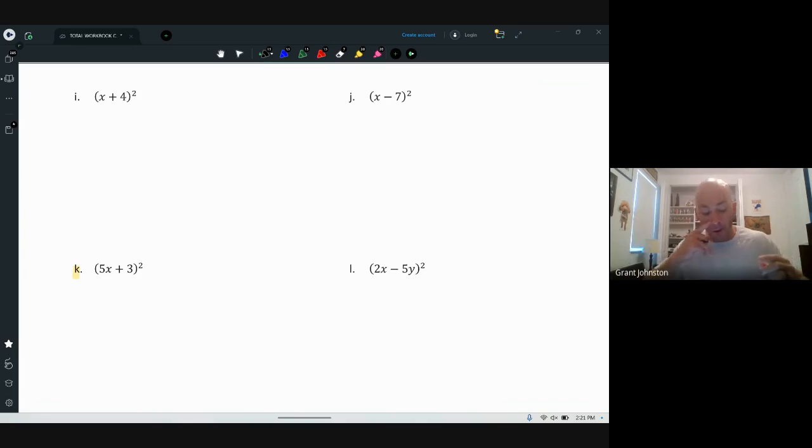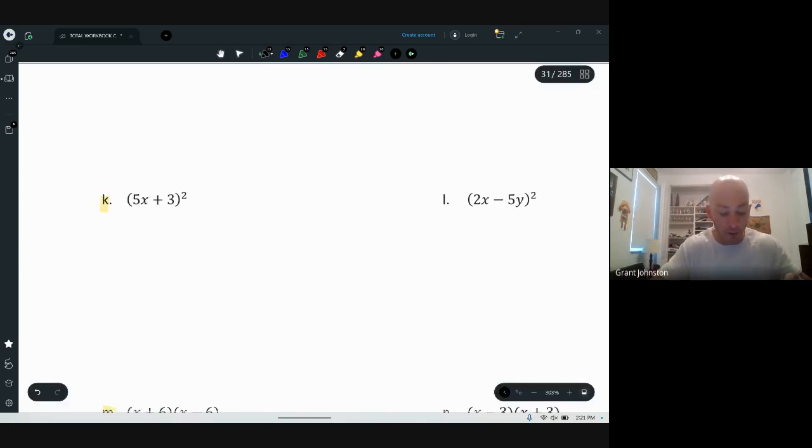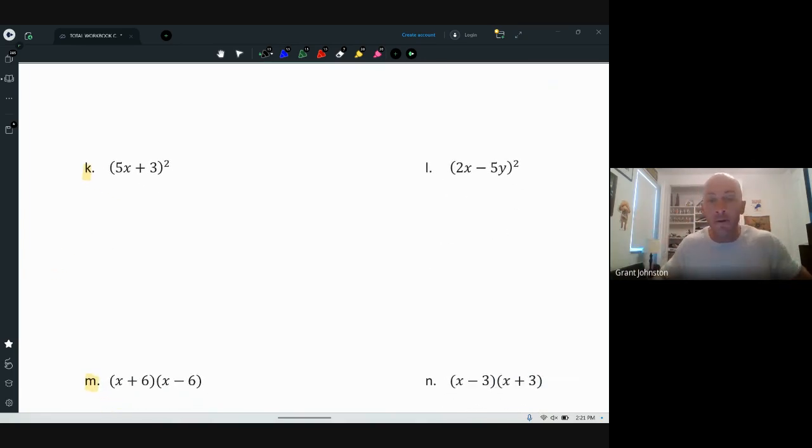Just multiply by itself. So I'm going to do K. I'll let you try the other ones, but I'm going to show you K. So when I have 5x plus 3 squared, what that means, and you need to write it out this way, is 5x plus 3 times another 5x plus 3. So you want to write it out like that. A lot of times students just think, oh, 5x, I'd square it, that'd be 25x squared, and then take the 3, square it, that'd be 9. But you're missing out the critical middle part. So you want to rewrite it out like this, and then just distribute.